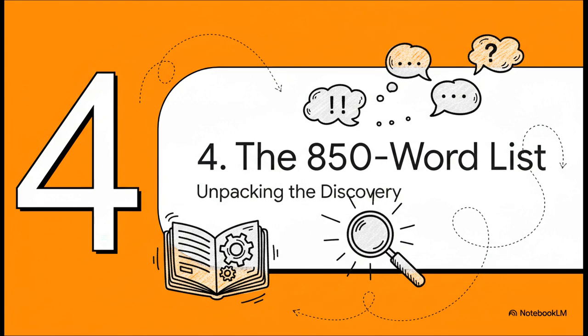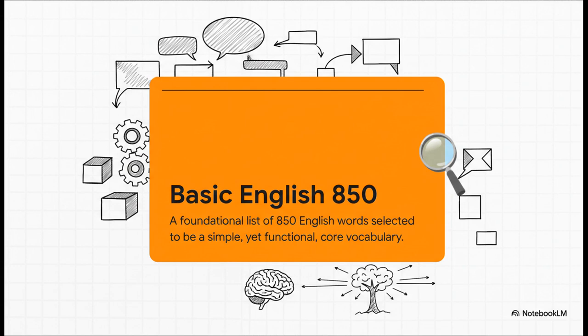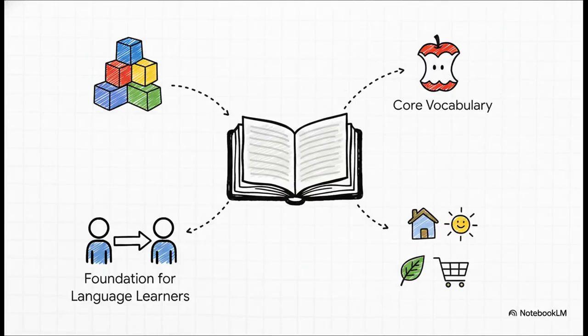Let's break this down. 850. That's the magic number. Now to put that in perspective, the English language has like over 1 million words. This list, it boils everything down to just 850. So why? What's the point? Well, here's the core idea. This isn't just a list of the most common words. It's a very carefully selected set of words designed to be a simple but fully functional toolkit. The whole point was to create a system where you could express some pretty complex ideas using a very small, very simple vocabulary.